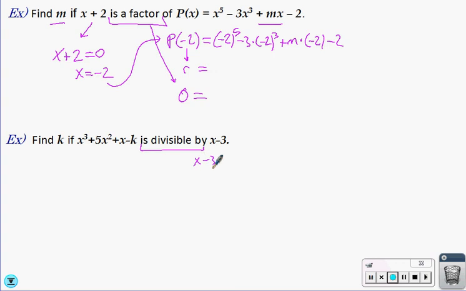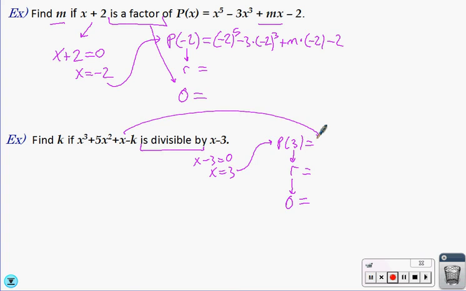Continue. Same idea. You will say x minus 3 equals 0 when x is equal to 3. When you put 3 instead of x, p of 3 will give you the remainder. Since it is divisible by that one, the remainder is 0. No remainder means it is 0. So on the right side, instead of x, you will put 3, and by putting 3, you will find the k.